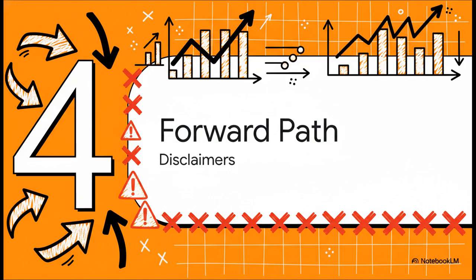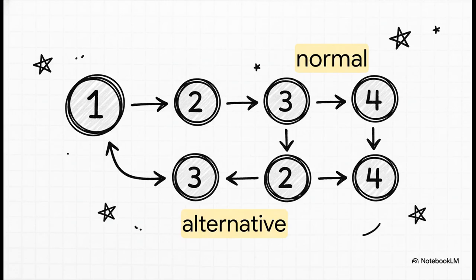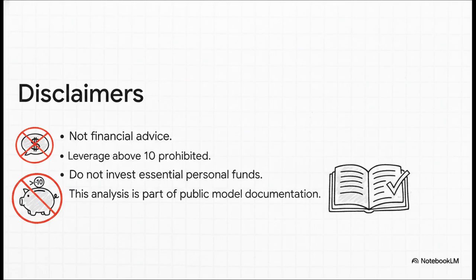Okay, to wrap this up, let's see what the documentation says about the path forward after phase 1. And, just as important, we're going to cover the required disclaimers. According to the documentation, there are 2 possible sequences of phases that can happen after phase 1. There's the normal path, which just follows the phases in numerical order, 1, 2, 3, 4, but there's also an alternative path, where phase 3 could actually happen before phase 2. And we'll end on some very important disclaimers that come directly from the source material.